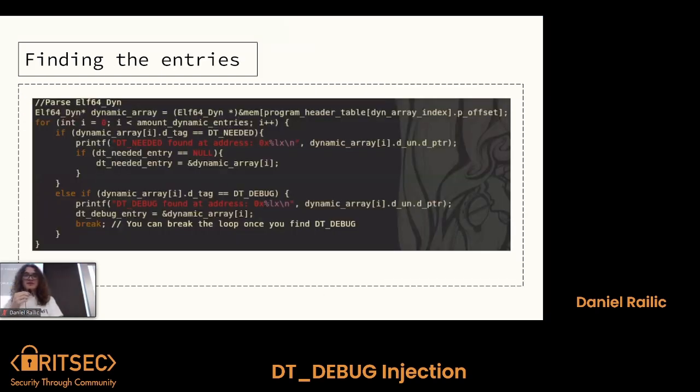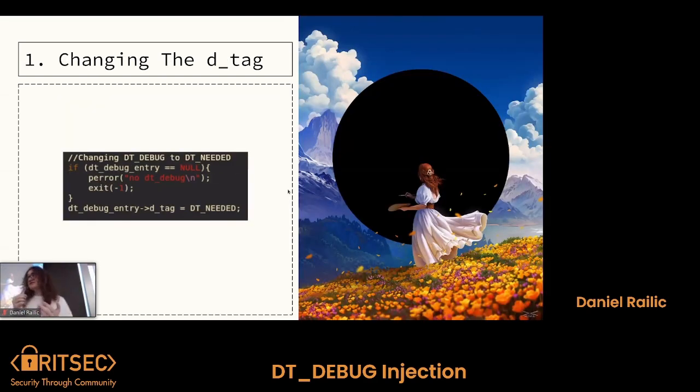I'm going to go over some C code. First, you have to find the actual entries. Here I'm just parsing through all the dynamic entries to find a DT_NEEDED entry, right? Because we're going to have to use this later when we change the symbol resolution order. And also we need to find our DT_DEBUG entry because that's what we're working with, right? So we do that, cool. And then we need to change the d_tag, okay? Pretty simple. You just change the entry's d_tag into DT_NEEDED. DT_NEEDED is just an enum for some number that represents DT_NEEDED, right? It just tells the file that it's a DT_NEEDED value.